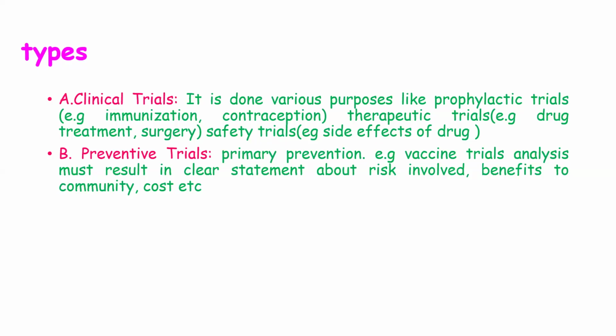Therapeutic trials. Likewise, if we proceed for this kind of clinical trial, it is called a randomized clinical trial. And preventive trials are for the purpose of primary prevention, for example, vaccine trials. Analysis must result in a clear statement about risk involved, benefit to community, cost, and so on. Under this, we can do some clinical trials, also randomized clinical trials.